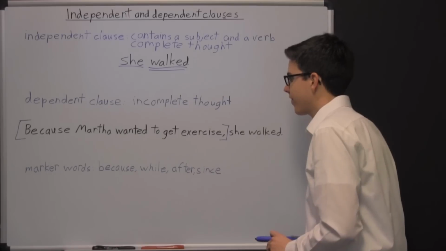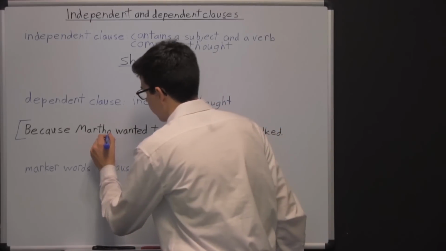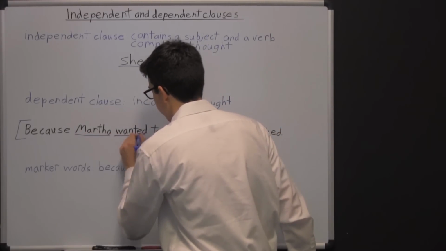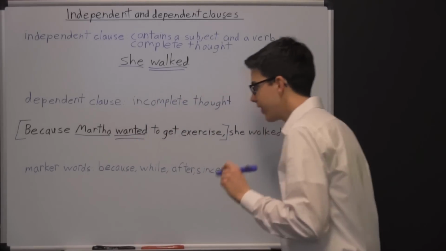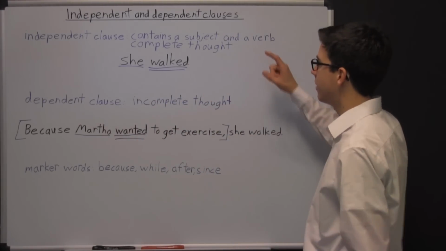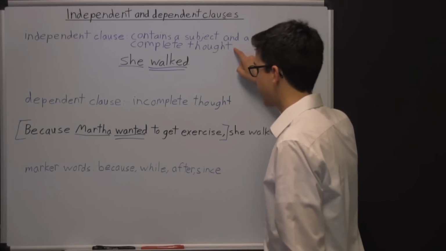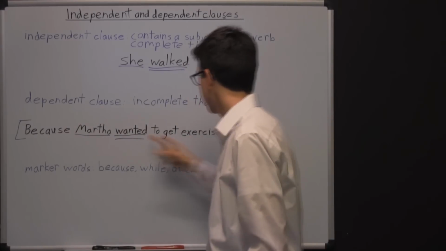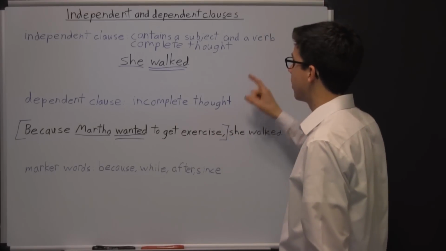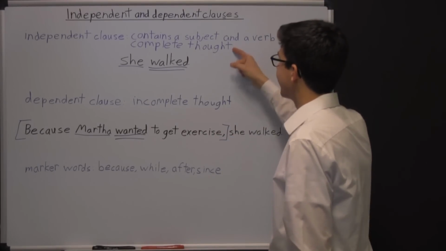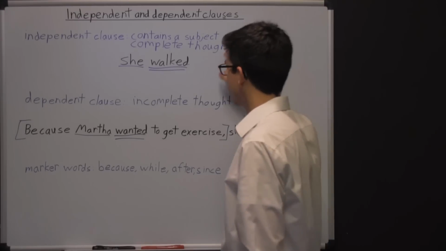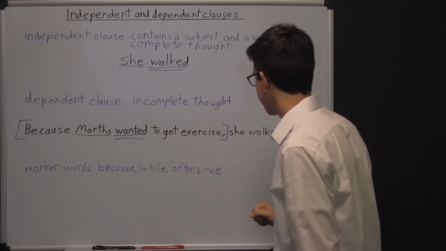Now notice here that there still is a subject and a verb. There's the subject Martha and the verb wanted. The issue here is that to be an independent clause, not only does it have to contain a subject and a verb, but it has to be a complete thought. So this clause right here passes the first test of being an independent clause, but it does not pass the second test because it's an incomplete thought.